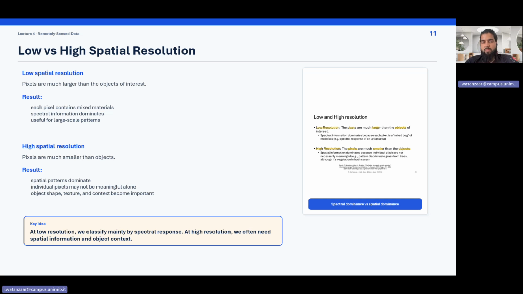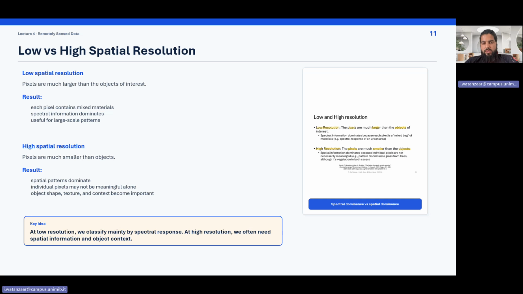Individual pixel may not be meaningful alone. That is one aspect we should take into notice, that the individual pixel may not be meaningful alone. Object, shape, texture, and context become important here in this case, because we are going towards the analysis. And here the spectral information is not dominating. Here the spatial information is dominating.